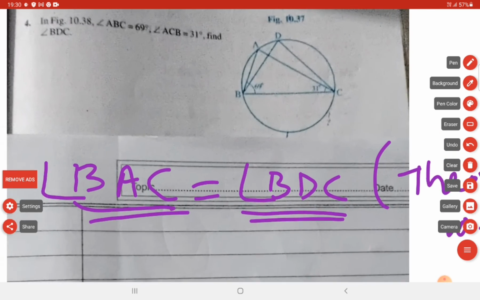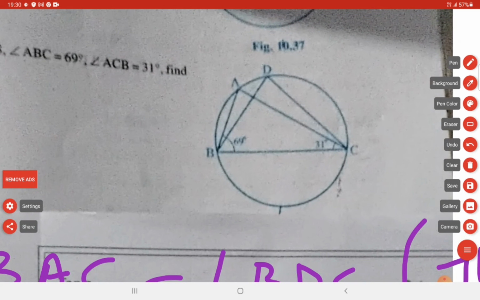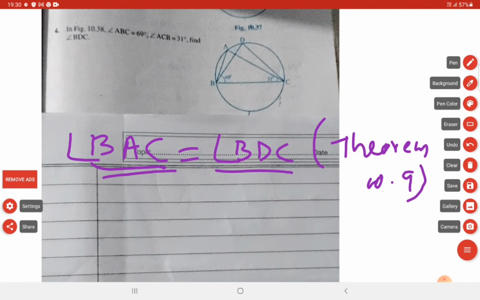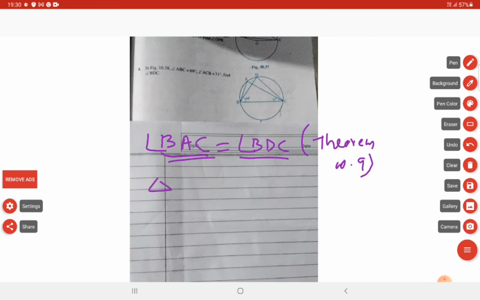Now consider the triangle ABC, in which angle B is 69 degree, angle C is 31 degree. Then what will be angle A? How can you find? By applying angle sum property. So consider triangle ABC or BAC and apply angle sum property.